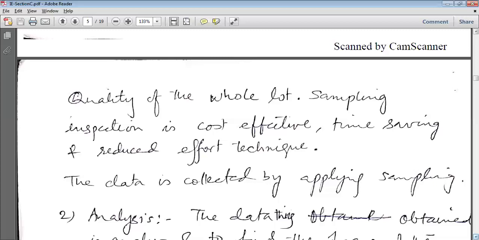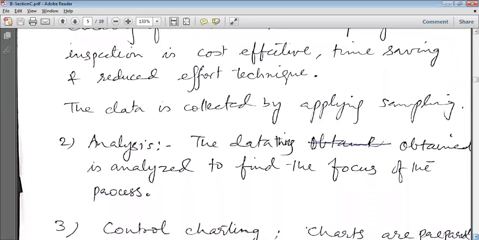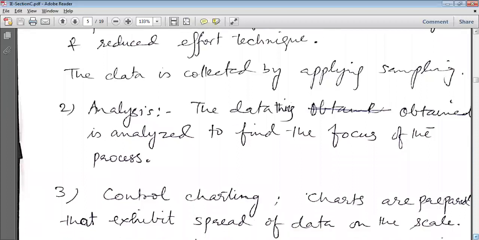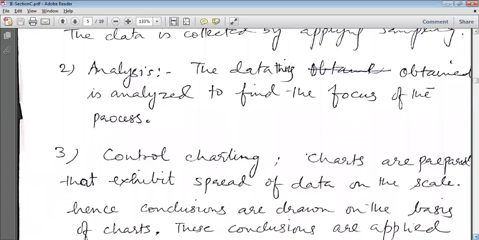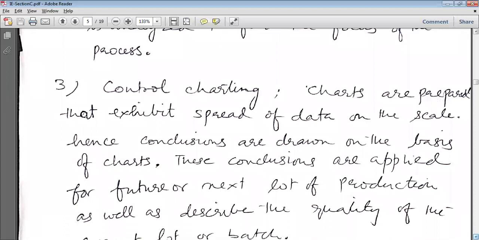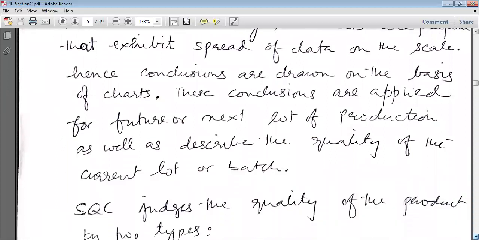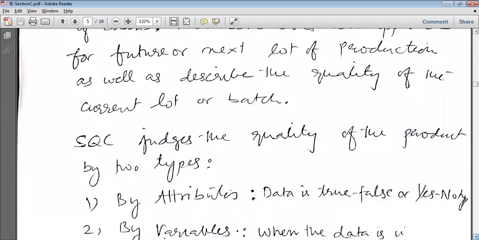So this was the sampling technique, then analysis. Of course, what we have achieved will be analyzed, and then we will make control charts for the future or current batch. We'll be discussing different types of control charting in our next lecture.